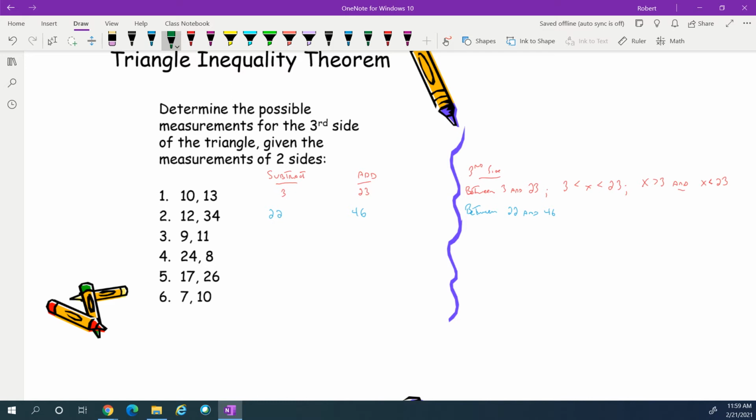Let's look at another one. If we subtract, we get 2, and if we add, it's 20. So between 2 and 20, 2 is less than x, which is less than 20. We can write inequalities.